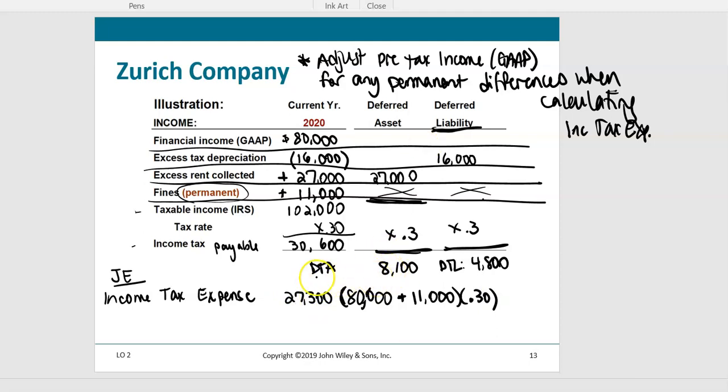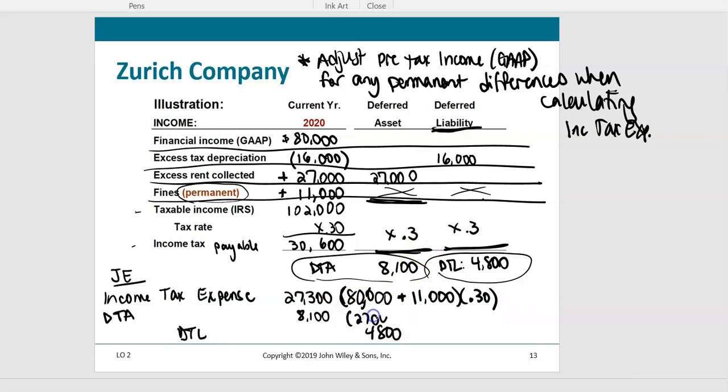We said that we needed to record a deferred tax asset of $8,100, and we need to record a deferred tax liability of $4,800. This $8,100, of course, was the $27,000 that we recognized in taxable income. That's going to cause future taxable income to be lower. And we said the $4,800 was the result of the excess tax depreciation that caused our taxable income to be lower by $60,000, but it's going to give us tax savings in the future.